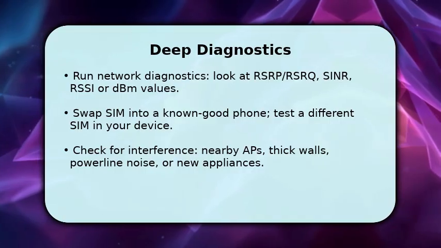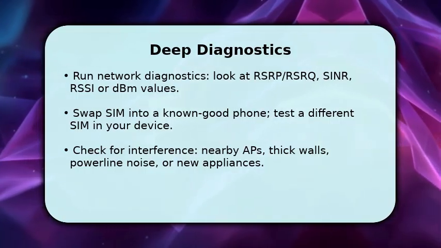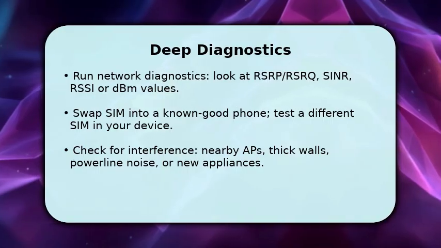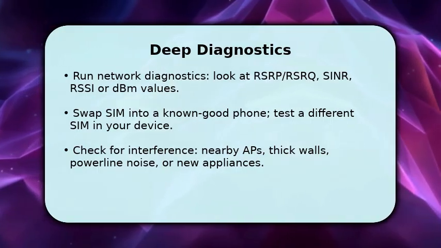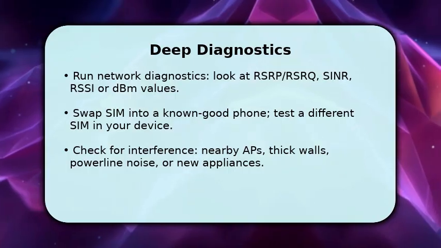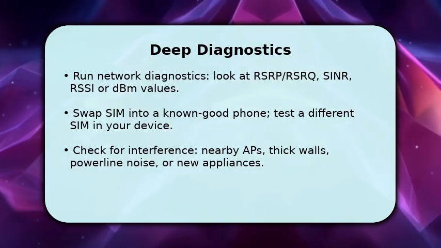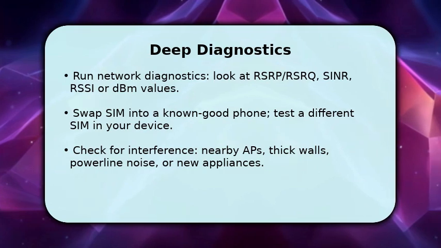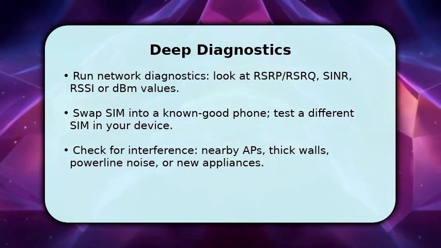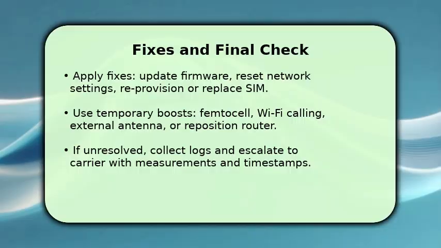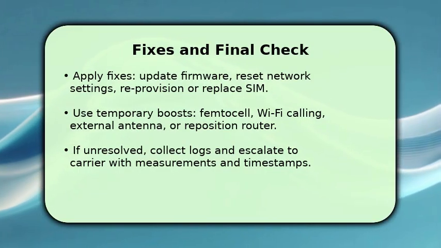Once measured, swap the SIM into a known good phone and try a different SIM in this device to separate hardware from provisioning problems. Also check for interference sources, new routers, appliances, or structural changes, and move to a different room to compare results. Finish by applying the targeted fixes you identified.